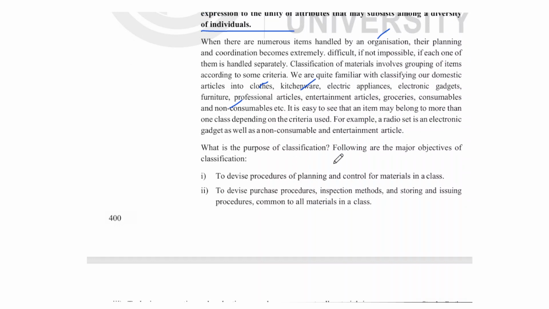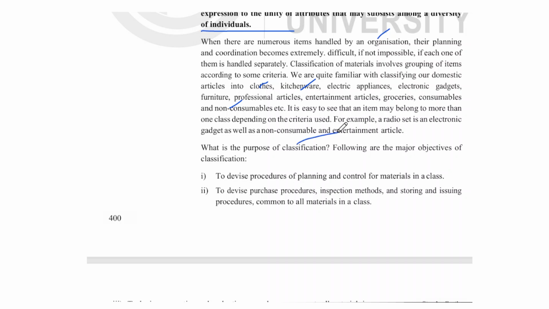And it is easy to see that an item may belong to more than one class depending on the criteria used. For example, a radio set is an electronic gadget as well as a non-consumable and an entertainment article.